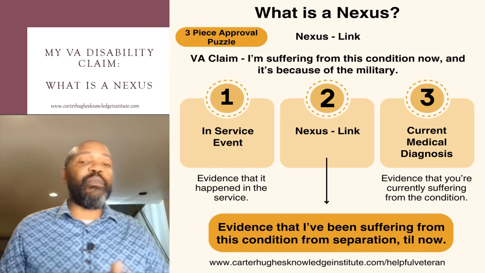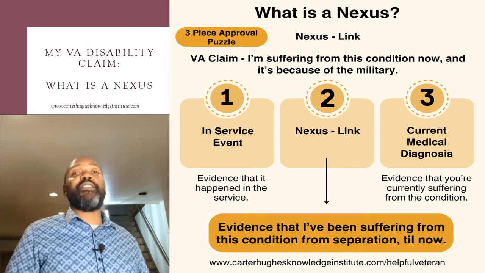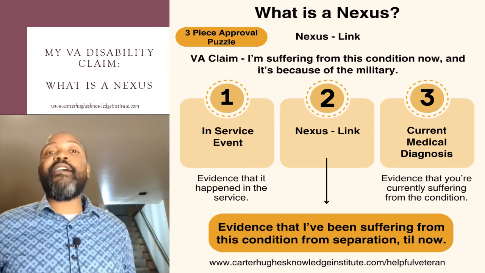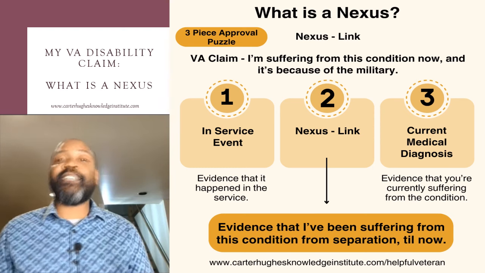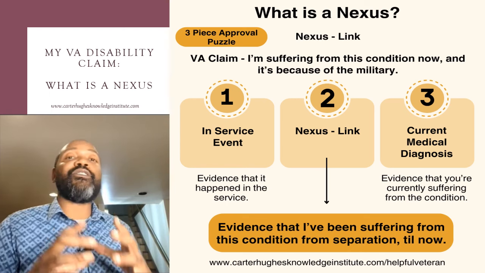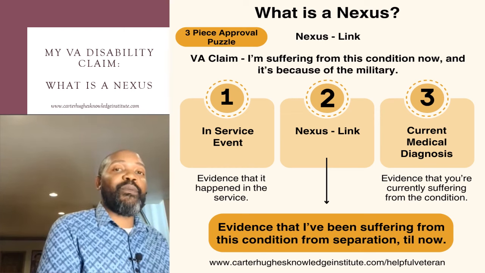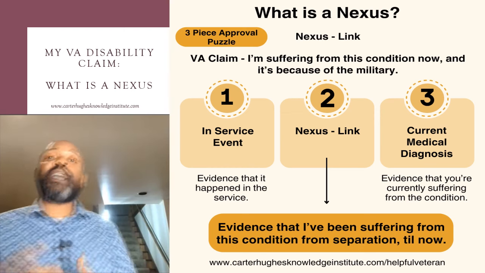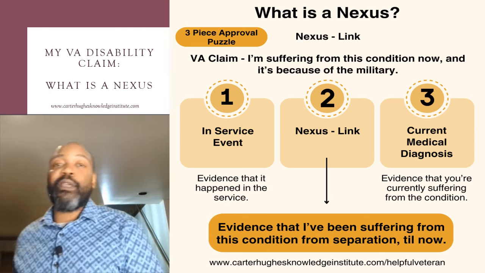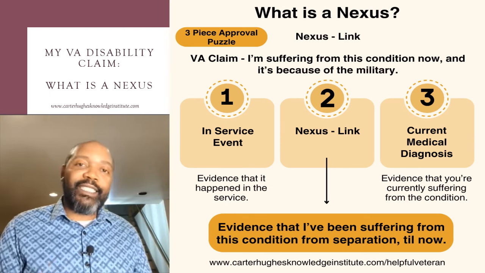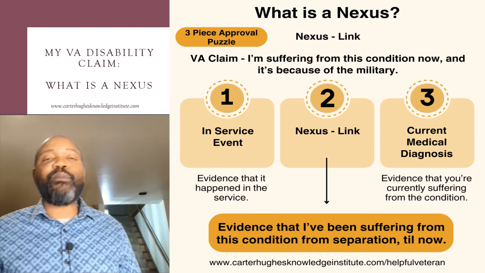If you get denied, it'll be because of one of these three reasons. They either say there's no evidence that this happened in the service, or there's no evidence that you have a current diagnosis, or there's no evidence of a nexus link. What they mean is there's no evidence that you've been suffering from this from the time you separated up until now. So you've got to produce that evidence: testimony, doctor's records, statements from work people, or whatever the case. That's the evidence you need to satisfy the nexus portion.